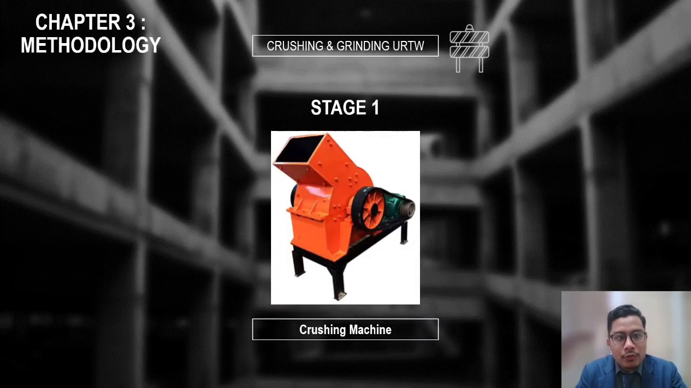Okay, so we are moving to the second section of the methodology in this presentation, which is crushing and grinding URTW. There are 3 stages or 3 phases of crushing and grinding URTW. In this process we use 3 different machines, one in every stage. For the first stage of the crushing and grinding of URTW, we will use a crushing machine to crush the URTW to become a small size.